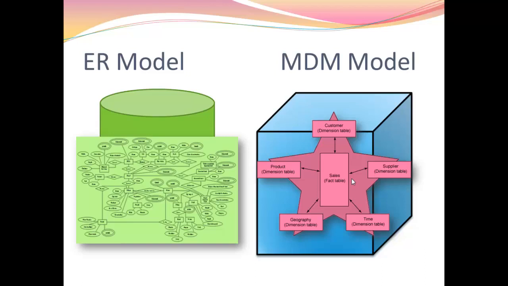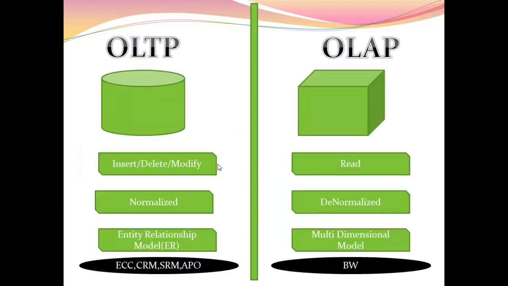On the other hand, we have the multidimensional model. It is a structured frame where the fact table is placed in the middle surrounded by dimension tables. So there is only one way to design an MDM model, no matter what data warehousing tool we use. The examples of OLTP systems are ECC, SAP CRM, SAP SRM, APO, whereas an example of an OLAP system is our BW.